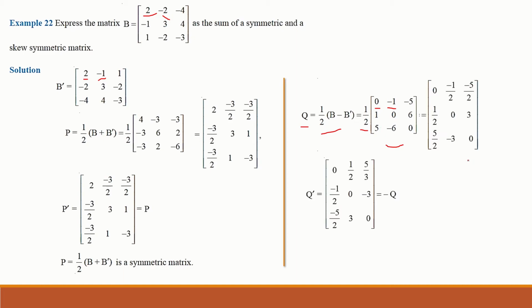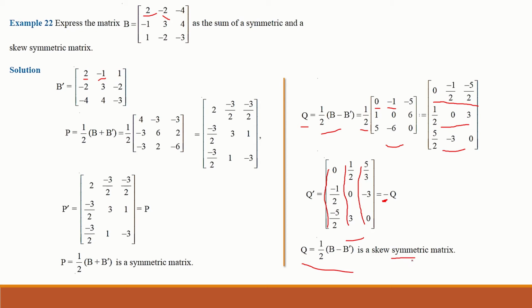So now taking the transpose of matrix Q, it will be first row changed with first column, second row with second column, and third row with third column. And after taking out the negative sign here, this matrix becomes Q only. That means Q dash is equal to minus Q. This is the condition for a skew symmetric matrix. That means Q is equal to half of B minus B dash is a skew symmetric matrix.